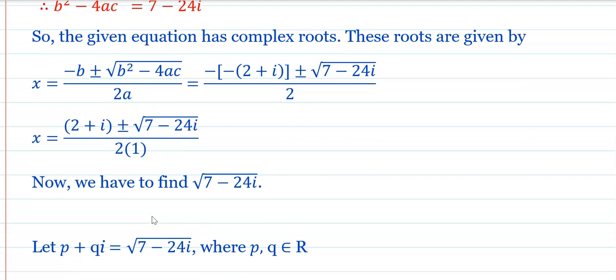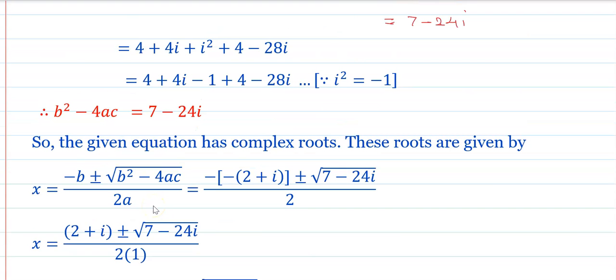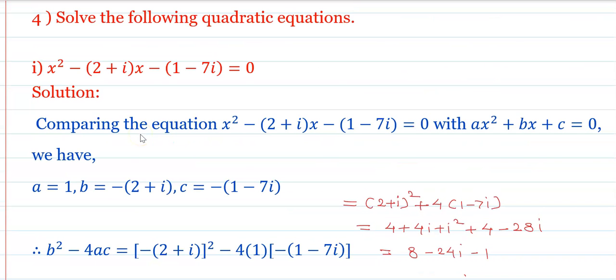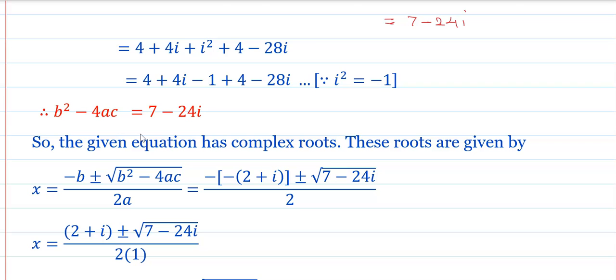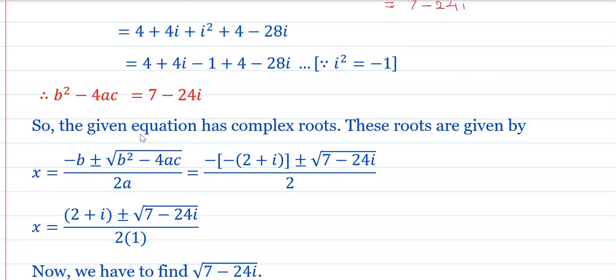These roots are given by x equals minus b plus or minus root of b square minus 4ac upon 2a. The value of b is minus (2 plus i). Therefore, here minus minus will become plus, plus or minus root of 7 minus 24i. Now again we have to find the square root of 7 minus 24i.